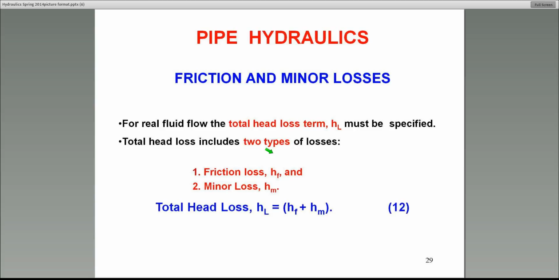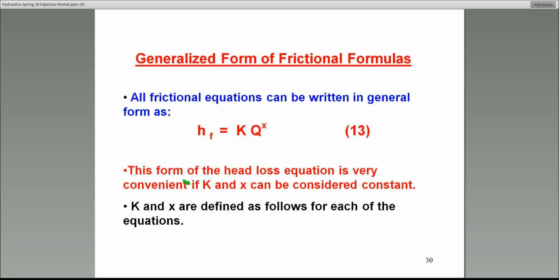Friction loss basically occurs throughout the pipe. It's a function of basically the pipe itself and the fluid flow. Minor losses are usually due to fittings, such as valves and things like that. So I'll review both these losses, how to compute them. Before I do that, I'd like to emphasize one thing. I always found this type of approach very, very convenient, particularly in solving pipe problems.